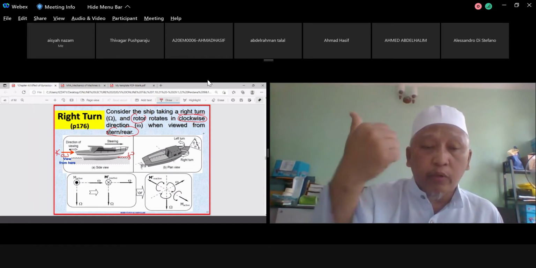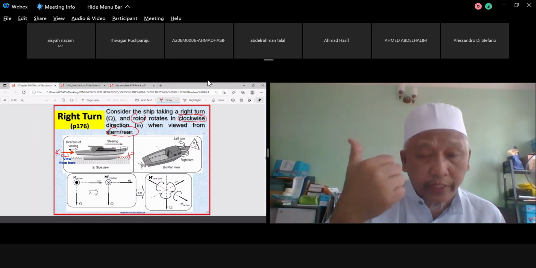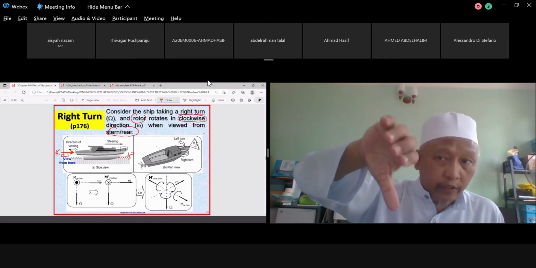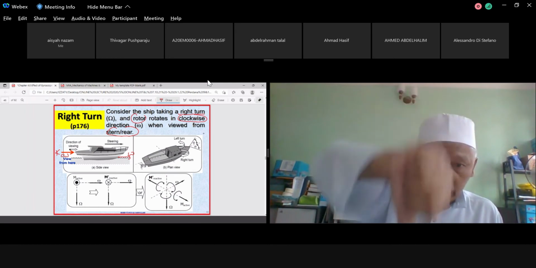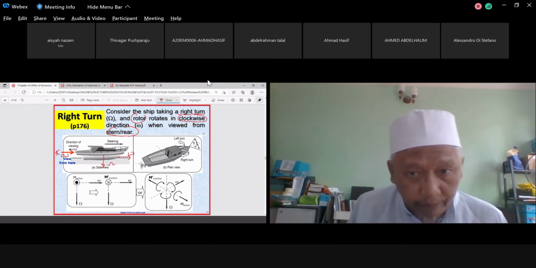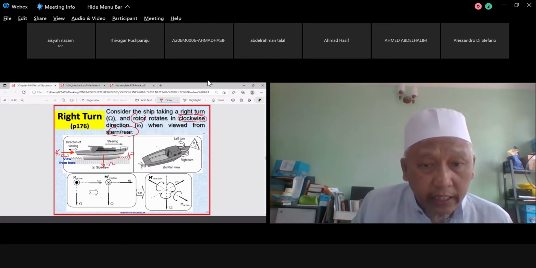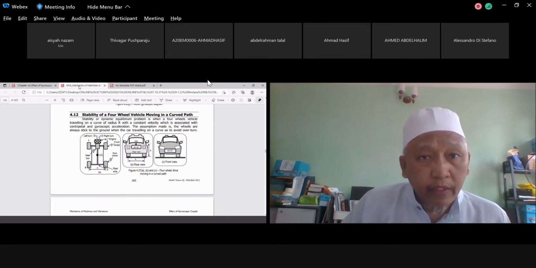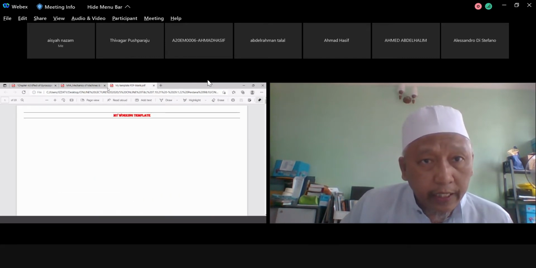So this is what we call a thumb rule. Start all with the thumb rule. So for a right turn, pointing downward, this precession velocity points downward. Then you start constructing the gyroscopic vector diagram.